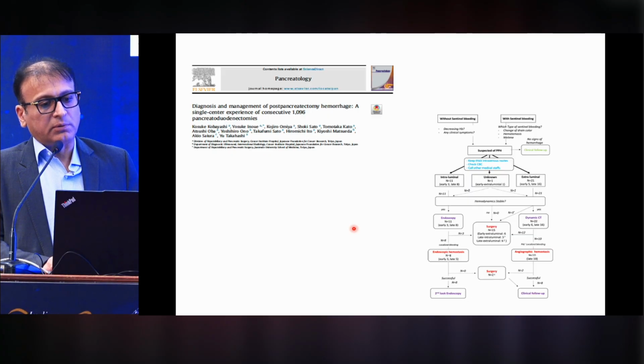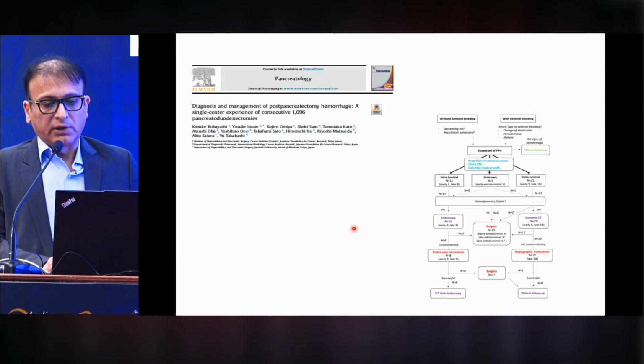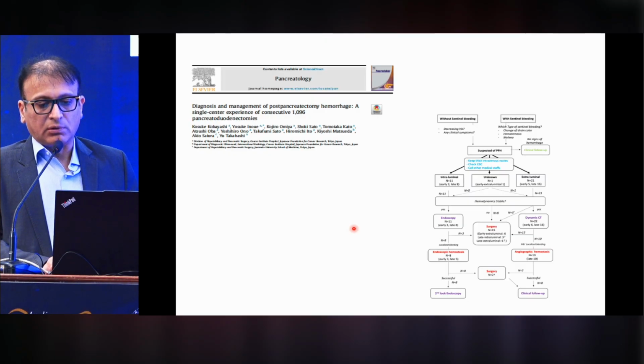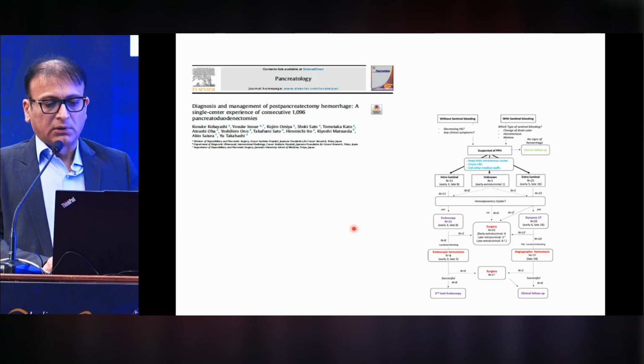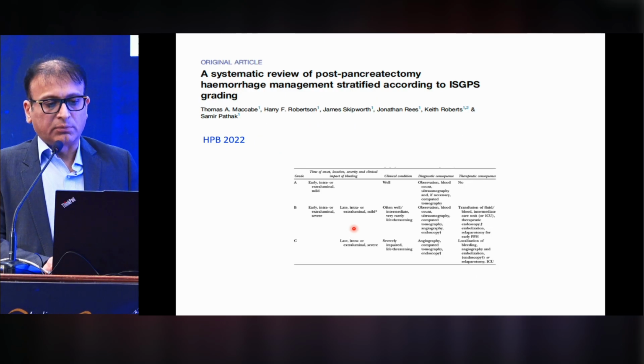This was the paper, published just this year, data from more than 1,000 patients from a Japanese center, diagnosis and management of post-pancreatectomy hemorrhage, and just try to look at this algorithm which they have mentioned. Out of all the patients, 33 patients had the bleed. The only thing that you can make out is how many patients were subjected to endoscopy, how many got better with endoscopy, how many were subjected to surgery eventually after that, and it's a very simple algorithmic approach.